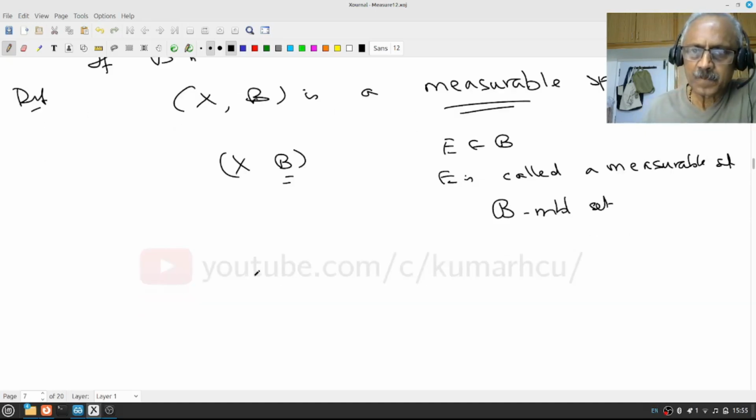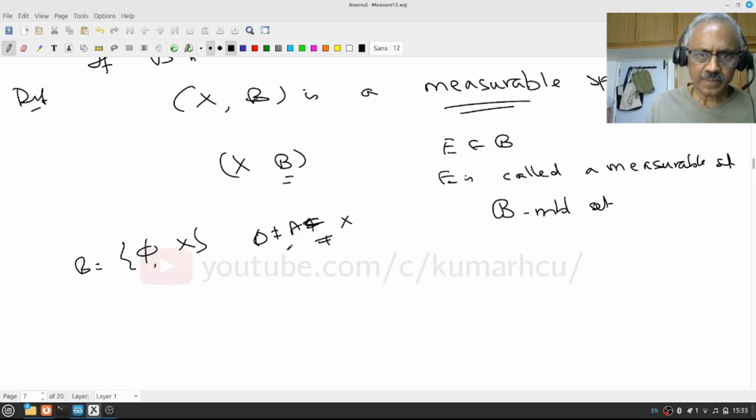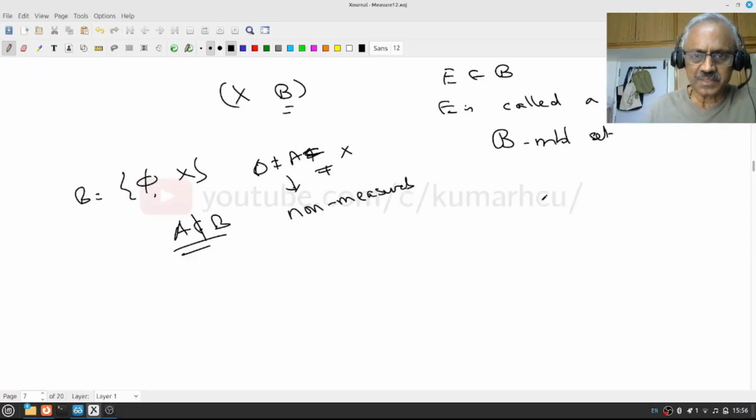For example, let's look at only the empty set and X. This will be a sigma algebra, a totally useless sigma algebra. And if I take any proper subset A, then this will not be measurable. That simply means A is not in B. That's it. So each element of B is called a measurable set. Make sure.